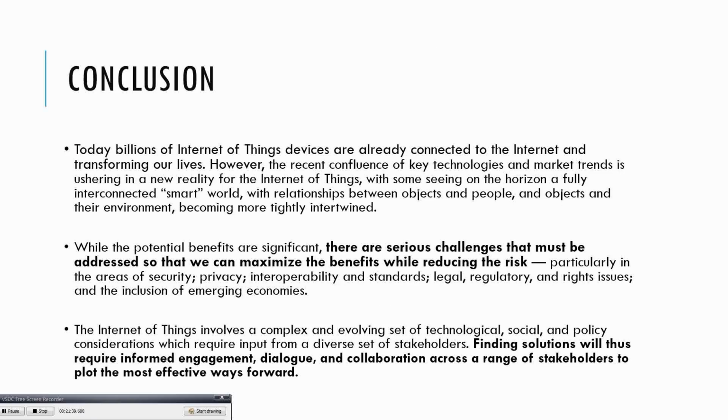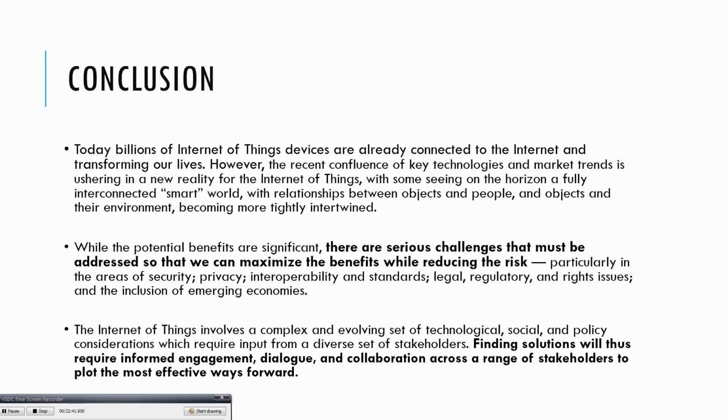Now, finally, I conclude that today billions of Internet of Things devices are already connected to the Internet and transforming our lives. However, the recent confluence of key technology and market trends is ushering in a new reality for the Internet of Things, with some seeing on the horizon a fully interconnected smart world with the relationship between objects and people and objects and their environment becoming more tightly intertwined. While the potential benefits are significant, there are serious challenges that must be addressed so that we can maximize the benefit while reducing the risk, particularly in the areas which we have already discussed elaborately: security, privacy, interoperability and standards, legal, regulatory and rights issues, and the inclusion of emerging economies.